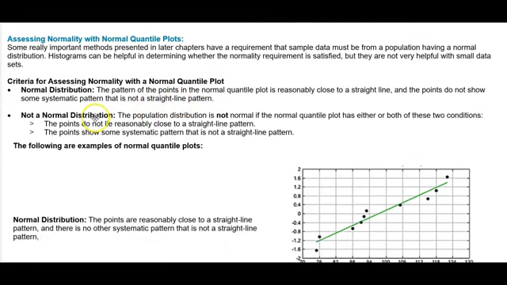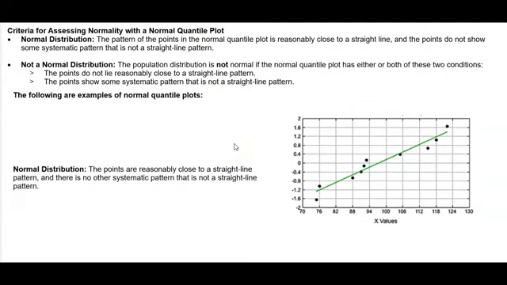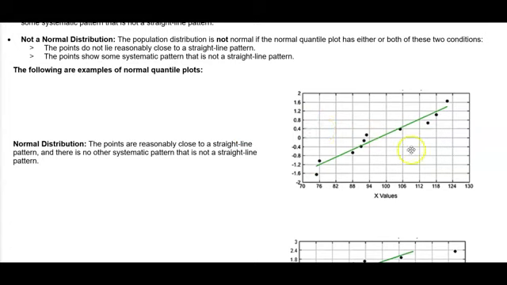Now, for not a normal distribution, the population distribution is not normal if the normal quantile plot has either or both of these two conditions. The points do not lie reasonably close to a straight line pattern, and the points show some systematic pattern that is not a straight line. So the following are examples of normal quantile plots. Now, to your right over here, this is a normal distribution. The points are reasonably close to a straight line pattern, and there is no other systematic pattern that is not a straight line pattern.